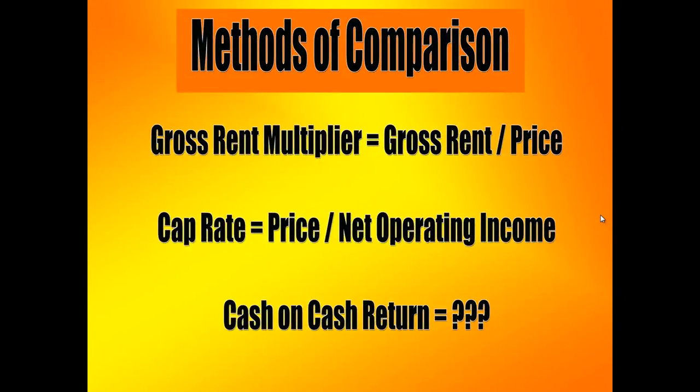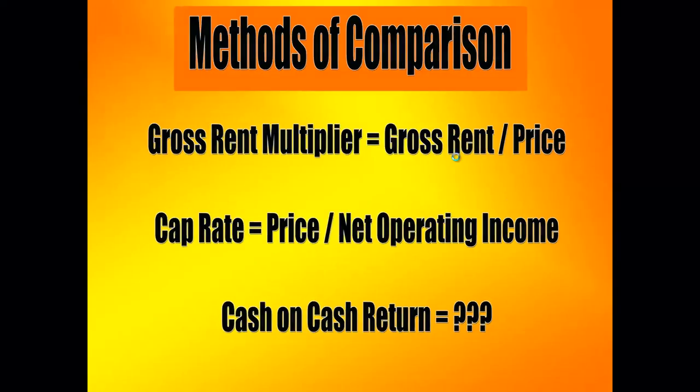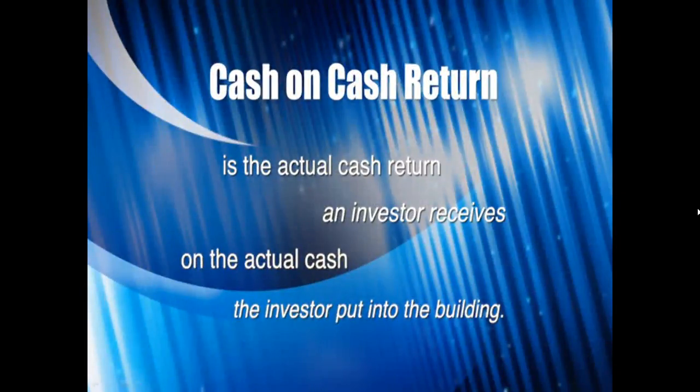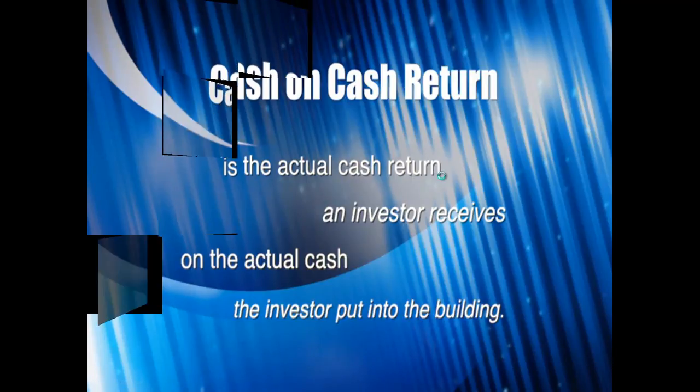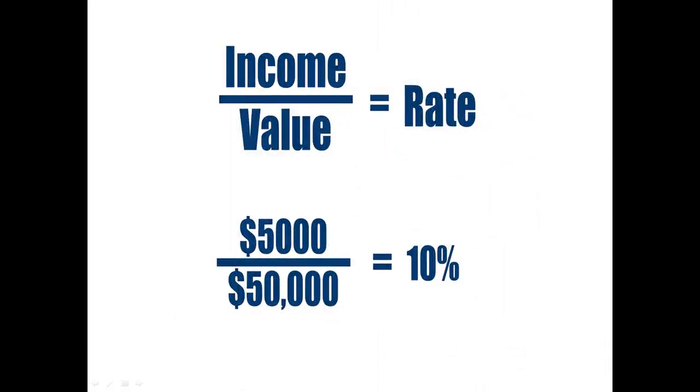The next level is to figure out what kind of actual cash-on-cash return an investor might realize on the purchase. And by the way, cash-on-cash return is the actual cash return an investor receives on the actual cash the investor put into the building. So, if an investor puts $50,000 into a purchase and then receives $5,000 in a cash return on the building after paying the mortgage, he's receiving a cash-on-cash return of 10%. But to figure out this return, we need to do a little bit more math.